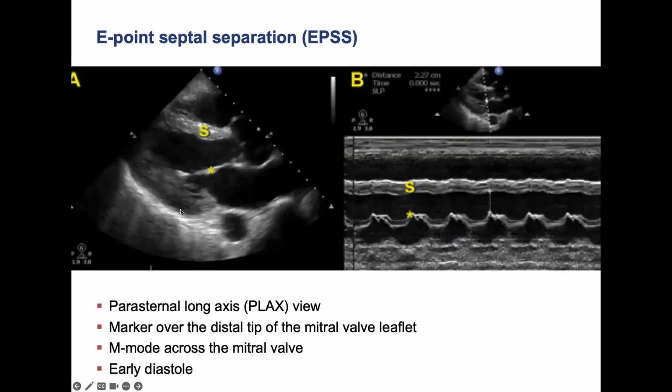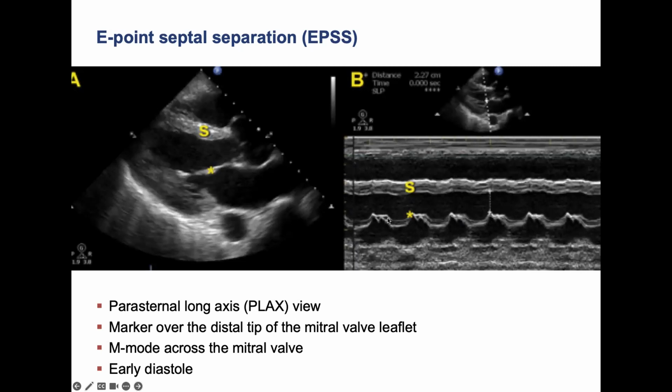So as we look at this, a small EPSS actually correlates with a bigger ejection fraction. So again, to calculate the EPSS, you would do this in parasternal long axis view. You would put the marker, or the M mode, or motion mode, over the distal tip of the mitral valve leaflet, and you would get this tracing. And so here, the star is where the anterior leaflet of the mitral valve is. So you can see that's the motion.